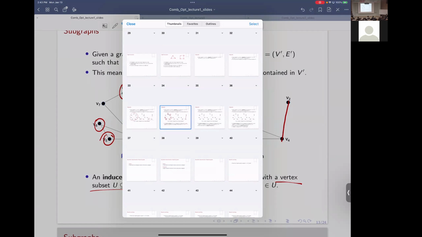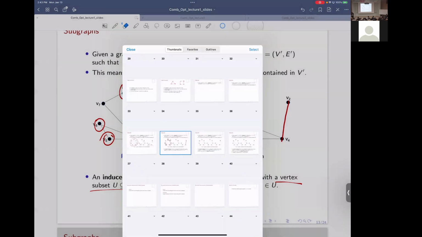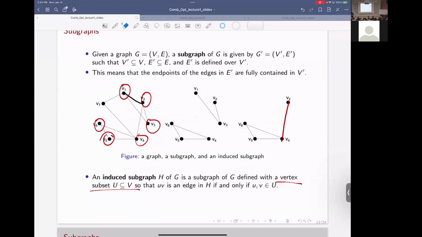Is there a mistake in the definition? A subgraph of G defined by vertices so that UV is an edge if and only if... Okay. Has to be a mistake, and UV is an edge.